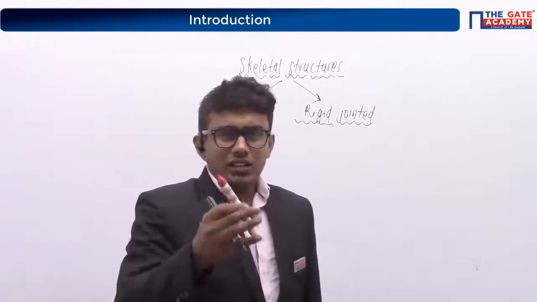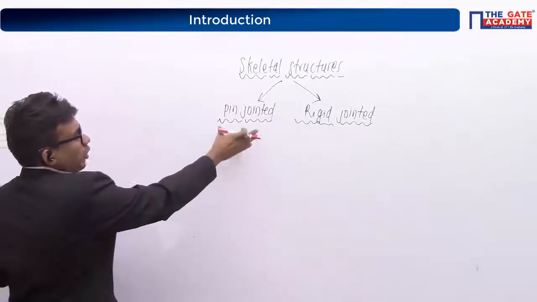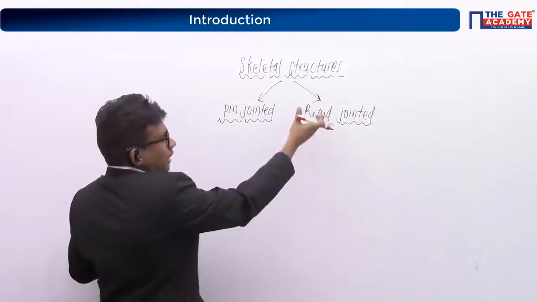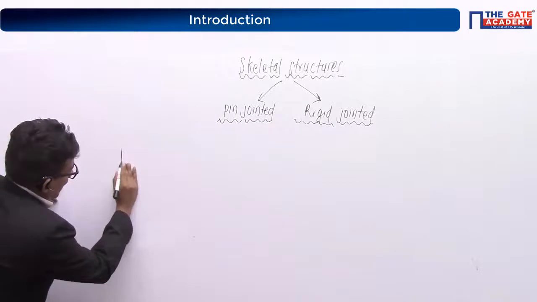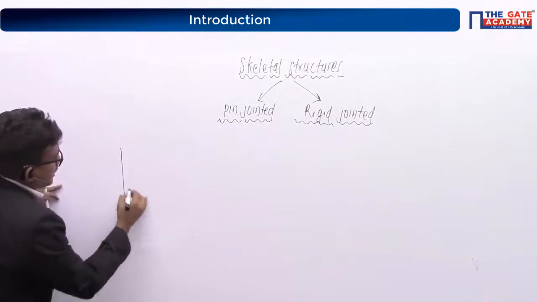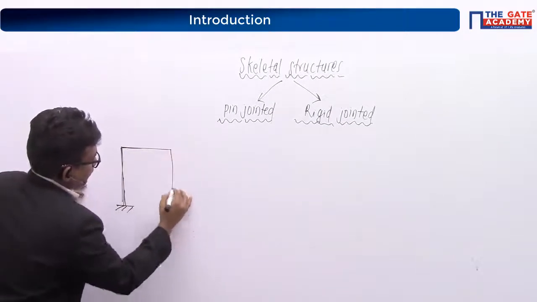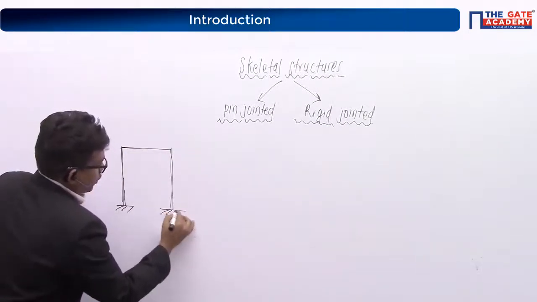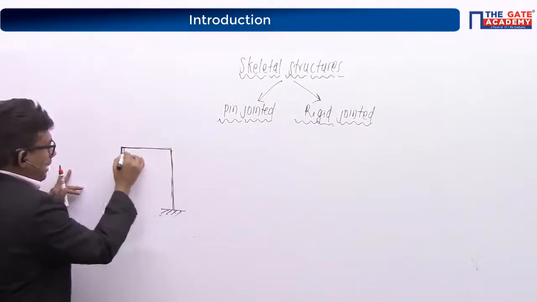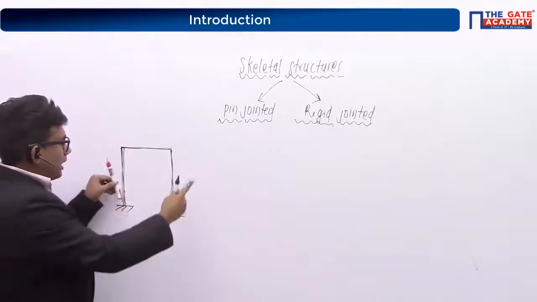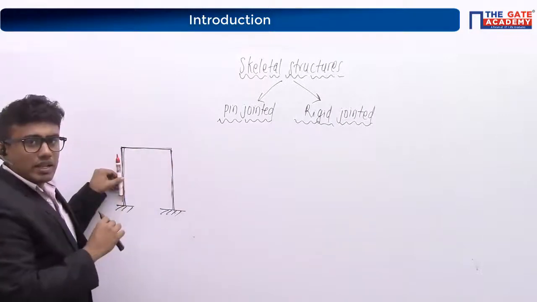Okay, see, just give the heading pin joint. I am talking about this pin joint first, and after that I will discuss our rigid joint. See, if I take a structure like this, this is actually a simple frame. I am trying to explain it in a simple manner. This is a member, this is our column, this is our beam, and this is our another column. See, these are members.